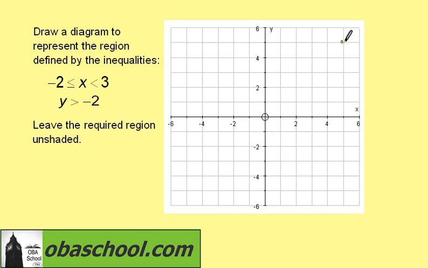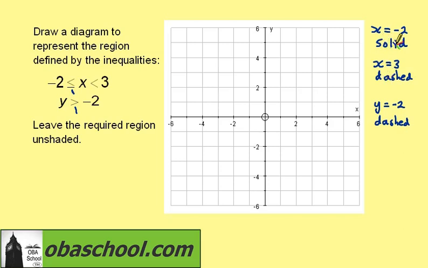Looking at the x, we're going to need to draw the line x equals -2, and it's going to need to be a solid line. We're going to need to draw the line x equals 3, and it is going to need to be dashed. For the y, we need to draw y equals -2, and it also will need to be dashed.